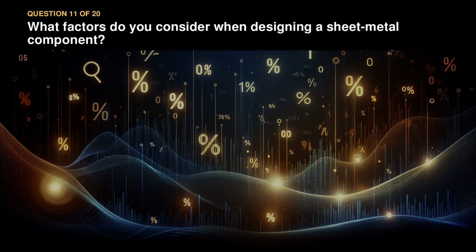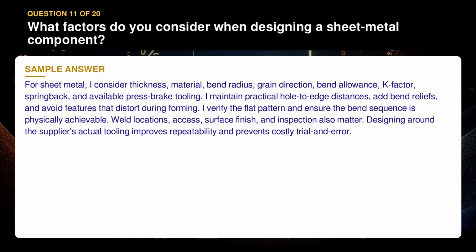Question 11. What factors do you consider when designing a sheet metal component? For sheet metal, I consider thickness, material, bend radius, grain direction, bend allowance, K-factor, springback, and available press brake tooling. I maintain practical hole-to-edge distances, add bend reliefs, and avoid features that distort during forming.